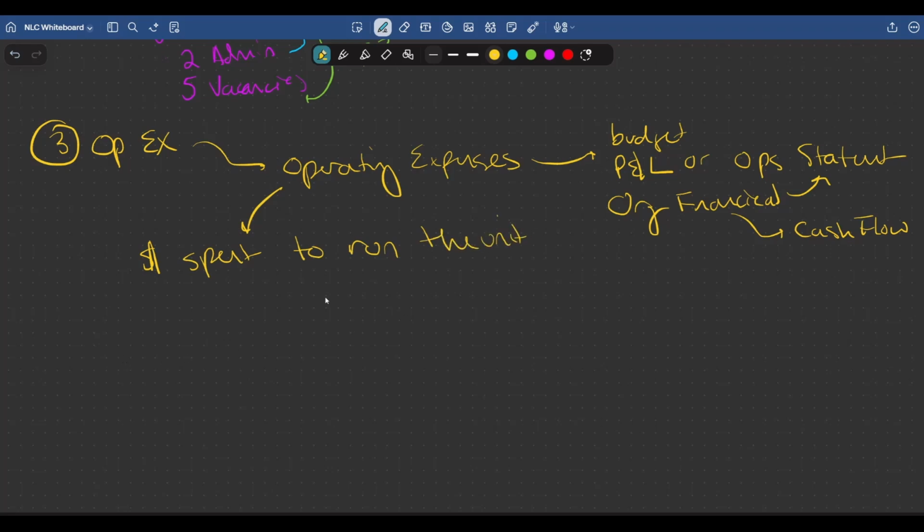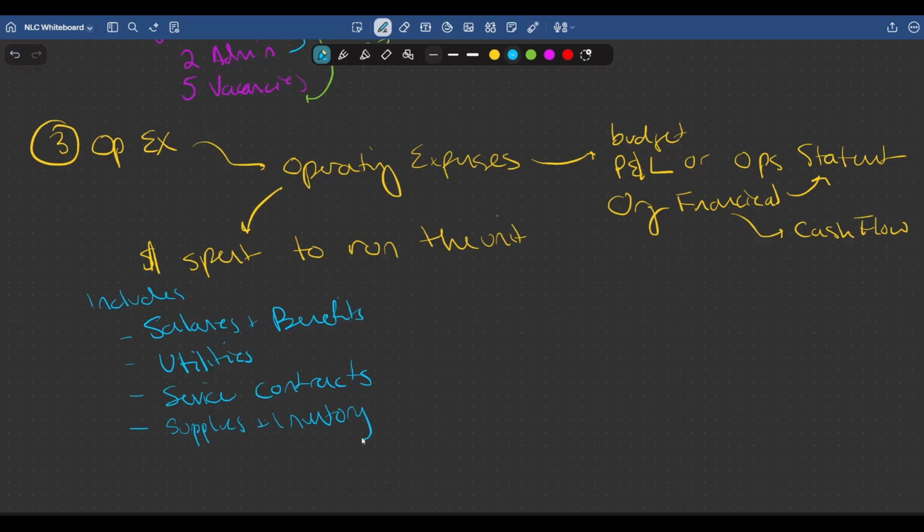Okay. We're running the unit with this money, these operating expenses. So it includes things like salaries and benefits. Often those will be separated, but it's the same concept. So salaries and benefits, utilities, right? So paying the bills, keeping the facility running, service contracts for your equipment, right? Stuff needs to be maintained. And sometimes that's a vendor and we're paying them, and that's an operating expense. And then supplies and inventory, right? Keeping things stocked. That is an operating expense.